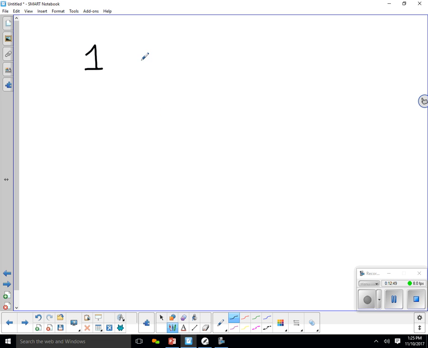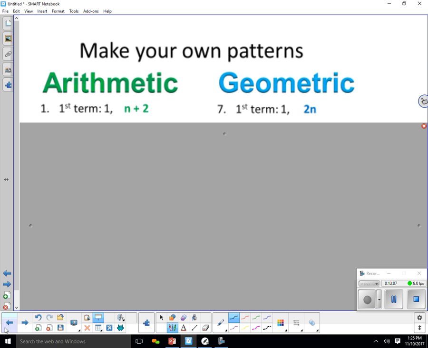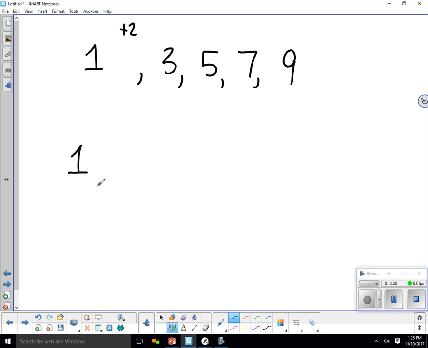So my first term was 1, and it told me I'm adding 2. So what's the next number, Colton? Okay, and then the next number, and now the next number. So every time in this pattern, I'm adding 2. Okay, does everybody see what I did? Okay, let's talk about a geometric pattern. Geometric means I'm multiplying. My first term is 1, and my pattern is 2 times n. So on this one, I'm going to start with 1, and I'm timesing by 2. So what's the second term, Dakota?